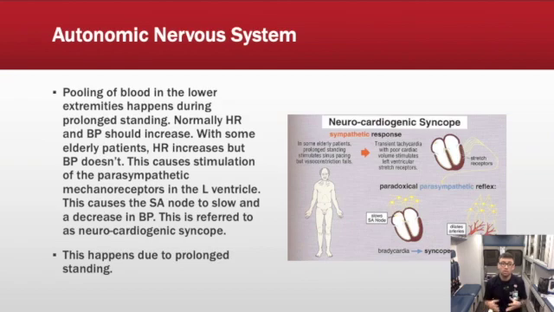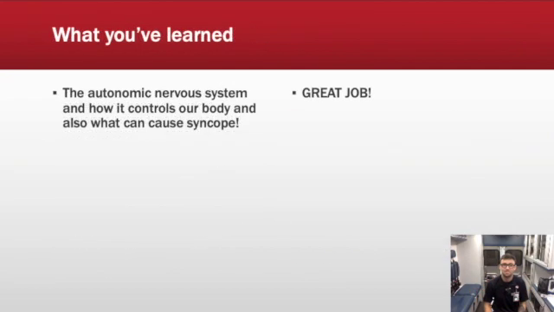So normal heart rate and blood pressure should increase, right? With some elderly patients, heart rate increases, but the blood pressure doesn't. So this causes stimulation of the parasympathetic system, and it causes them to actually pass out and have that pooling of blood. So this is neurocardiogenic syncope, right? Heart rate's increasing, blood pressure's not, and you start getting that syncope.